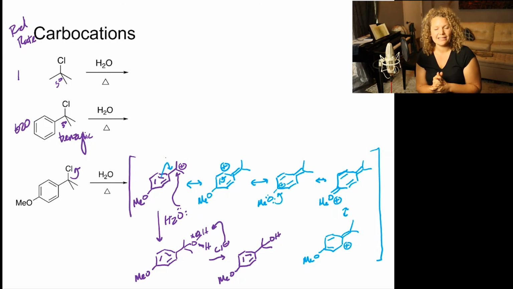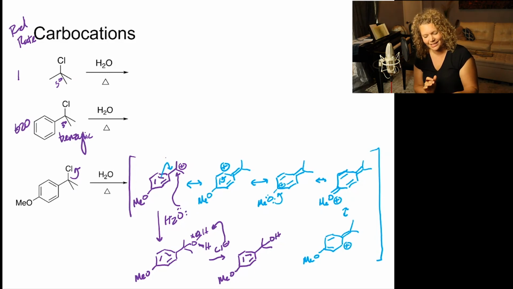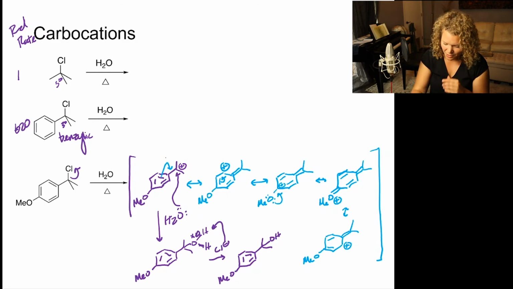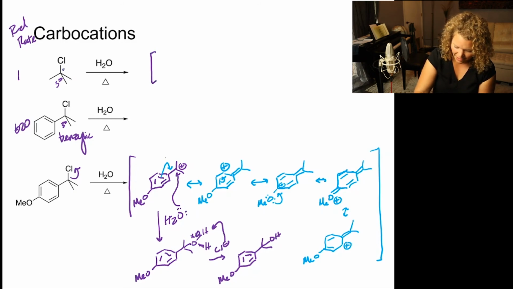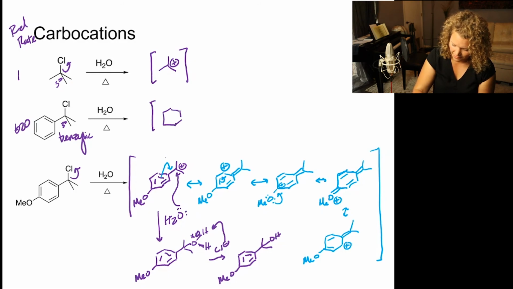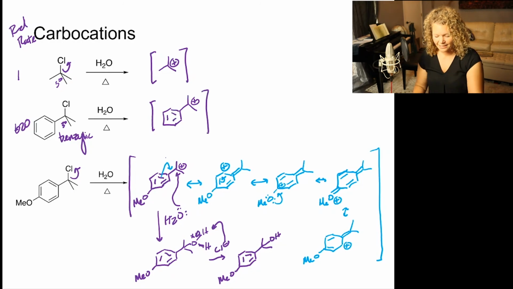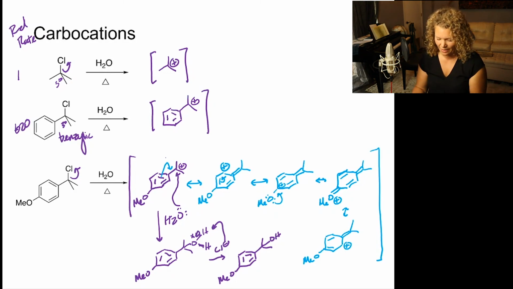Now, one question you might have is, well, what about this reaction compared to the one listed right above, this unsubstituted benzene ring? Let me draw in here again. Let's practice again our carbocations here. Here we've got a tertiary. Here we've got our benzylic. And down here with our 4 blue resonance structures, also showing the methoxy donating into the ring.